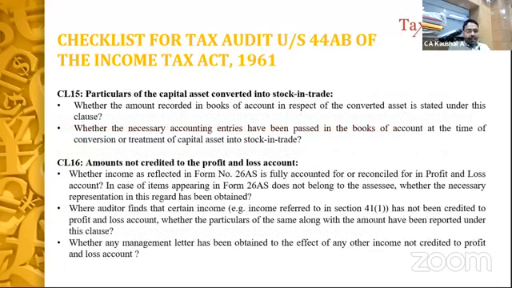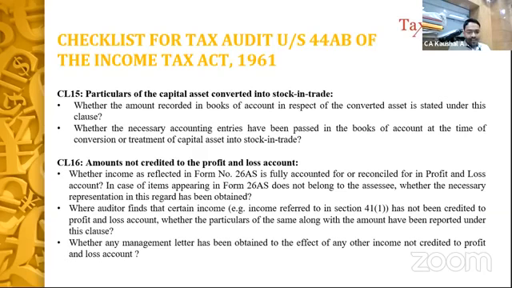The next is clause 15, where we have to check the particulars of capital assets which have been converted into stock in trade. So here we have to check that in case any of the assets has been converted into stock in trade, accordingly adjustment entries have been passed in the books of account, giving the treatment for the valuation and the conversion differences.